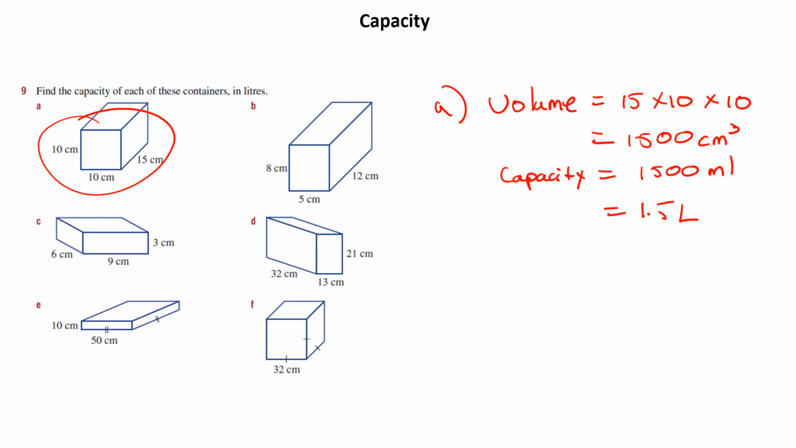Okay, you do the same process for each of these because each are in terms of centimeters, so they're all going to give you volumes of centimeters cubed. You then need to convert that to milliliters, as I've done there, and then you can convert that to liters from there.